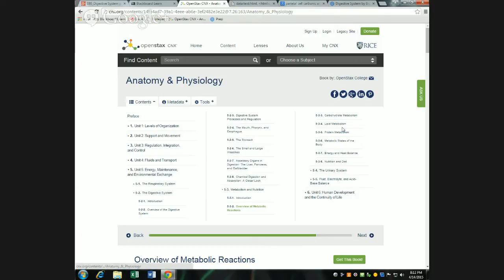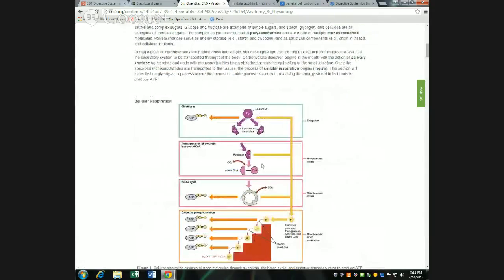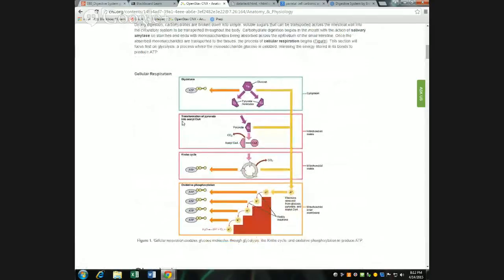So in the chapter, it has a section on carbohydrate metabolism, which I'm going to go into in a second. It has a section on lipid metabolism, a section on protein metabolism, and a section on metabolic states and energy and heat and nutrition and diet, which are all fine. Actually, if I have time at the end, I'm going to show you something about nutrition there. But I just want to talk about carbohydrate metabolism. And by this, we really mean how glucose is broken down to make ATP. This is an overview of cellular respiration.